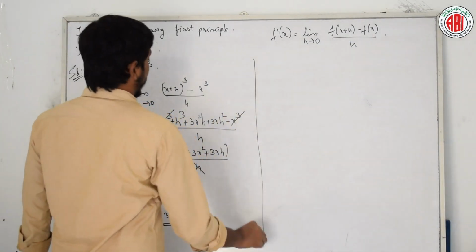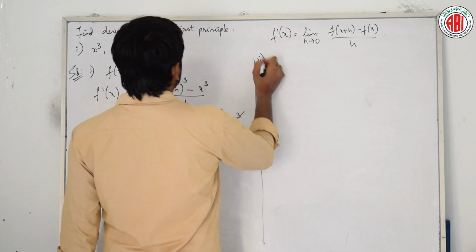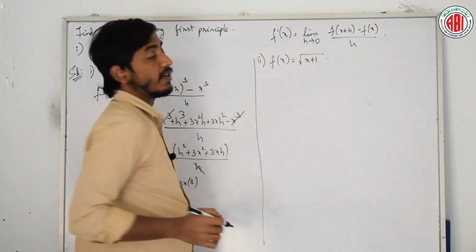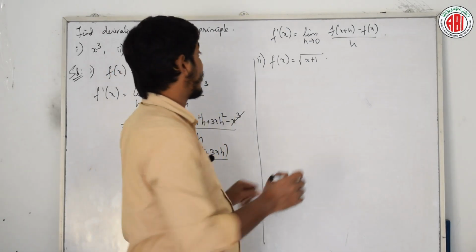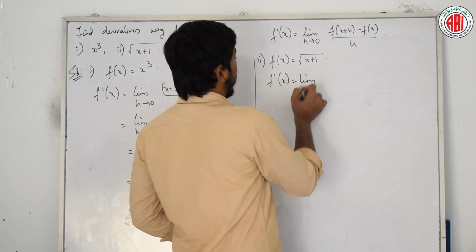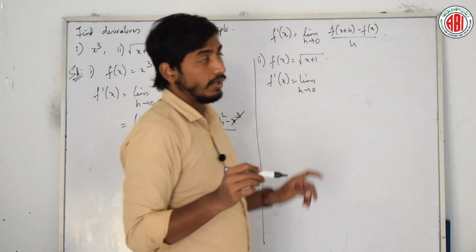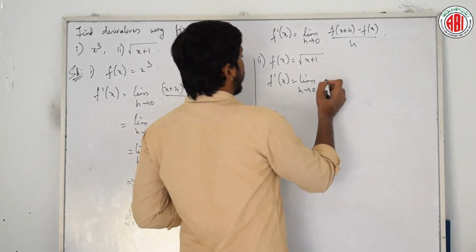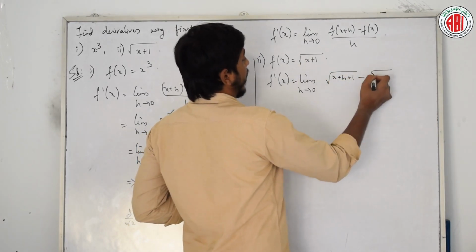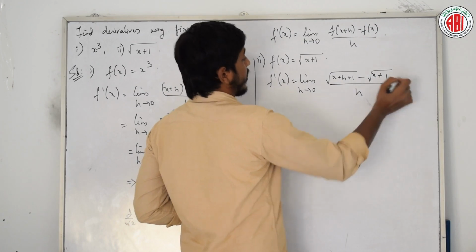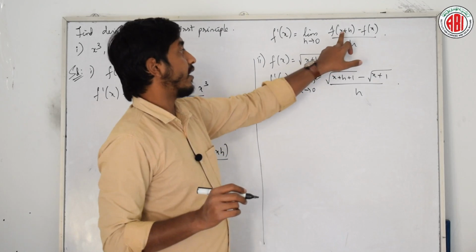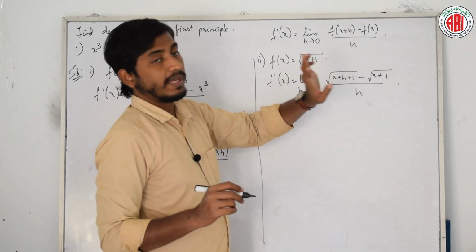Fine. Now see here. What is the second question? Let us say f of x is root of x plus 1. What is it that we have to do? That is f dash of x is equal to limit h tends to 0, f of x plus h will be, instead of x we have to write x plus h, root of x plus h plus 1 minus root of x plus 1, by h. Don't get confused. Only thing we have to write, instead of x I have to write x plus h. Again f of x will be as it is.